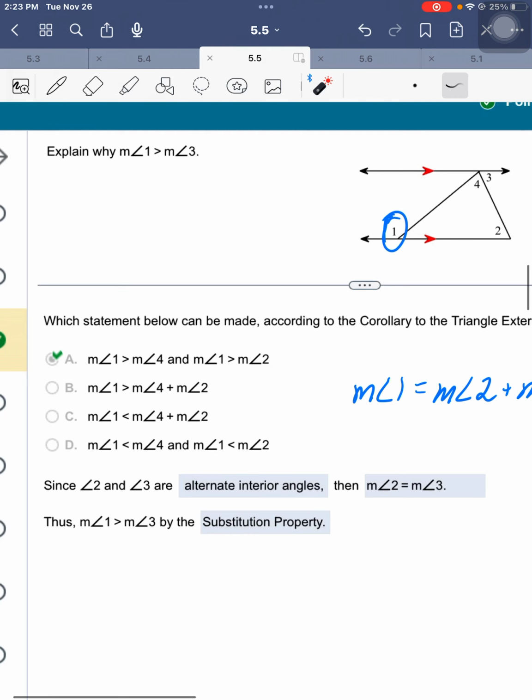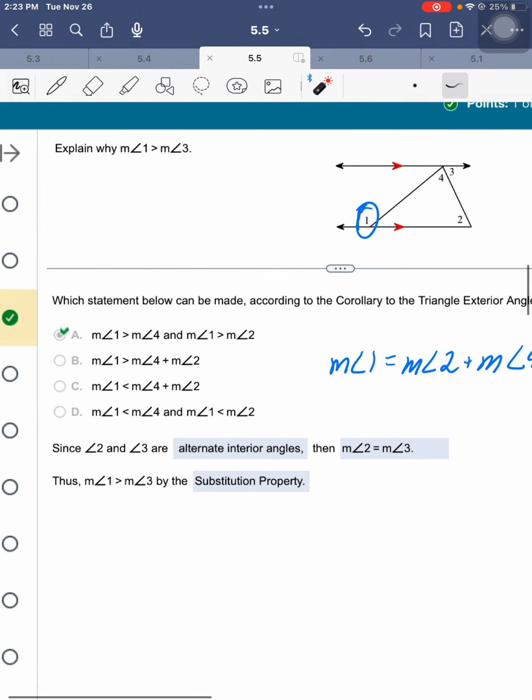So now, using that logic, let's look at this. Which statement below can be made? Measure of angle 1 is greater than measure of angle 4. That's true. Measure of angle 1 is greater than measure of angle 2. That's true. Let's look at the other ones, though. Measure of angle 1 is greater than 4 plus 2? No, we just said it's equal. You can't just change your mind. We know this to be true, so this is false.